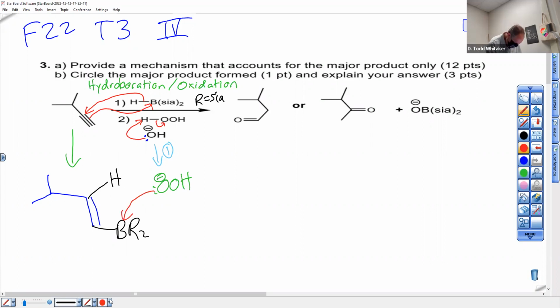Step 2, we attack the B. You got your iso, you got your double, and you got your B. Your 2 R groups didn't leave, never will. You got to draw the OO bond. And what about boron? It has 4 bonds now. 4 minus.